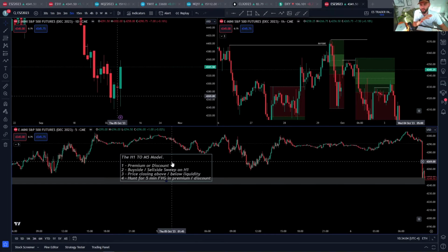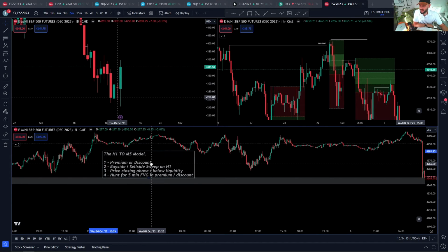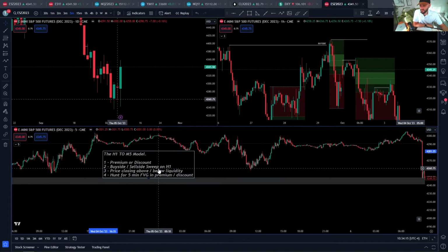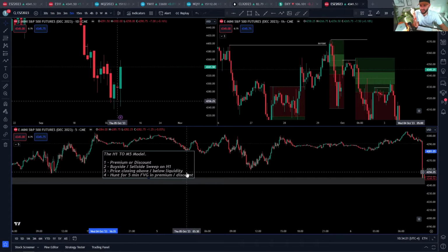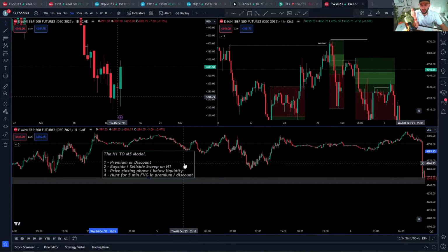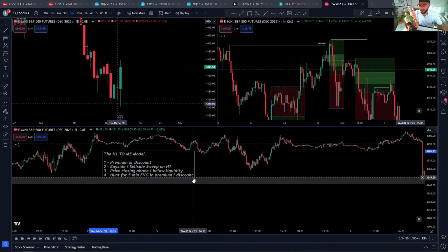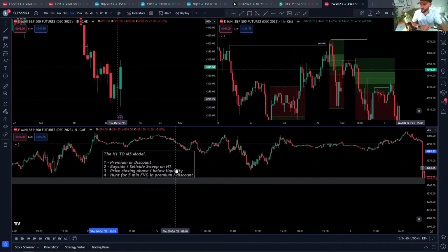Very, very simple. Mechanical based trading, and it's rule based. So for those of you who like mechanical based trading, this is going to be for you. And this is how mechanical it is. We have 4 steps. That is it. We have to be in a parent premium or discount. We have to have a buy side or sell side sweep of the H1, and that is the hourly time frame. We have to have price closing above or below liquidity on the H1 that we've just purged. And then after that, we are looking for a 5-minute fair value gap in a premium or a discount, depending whether we are going to the buy side or to the sell side long term, whether we believe price is continuing down or moving higher.